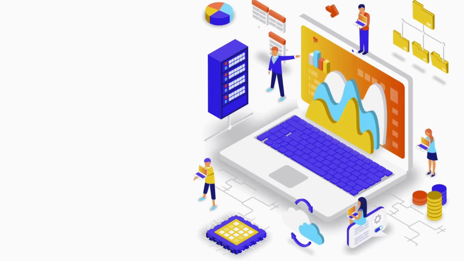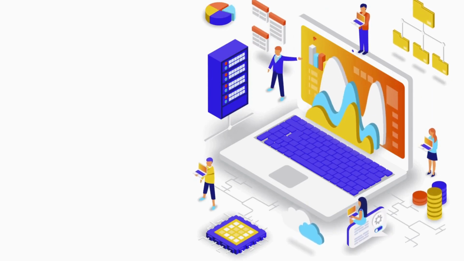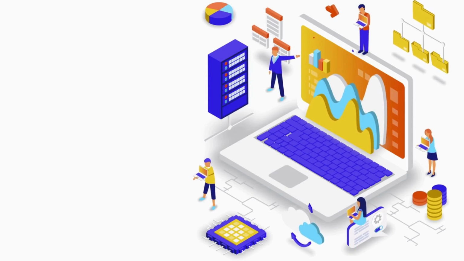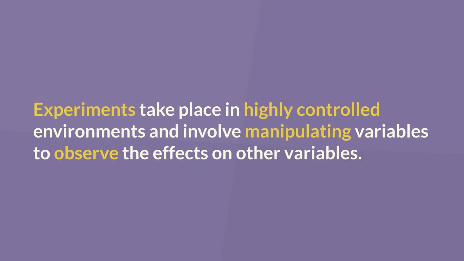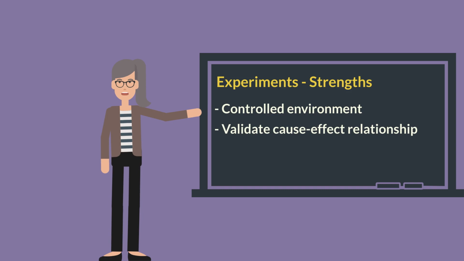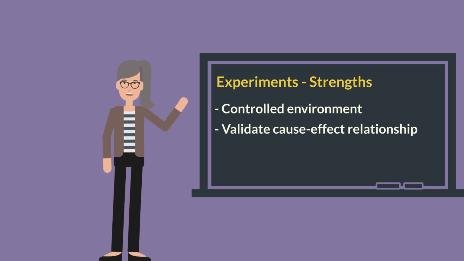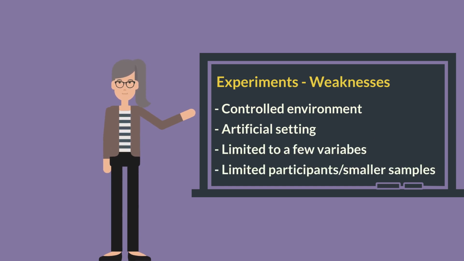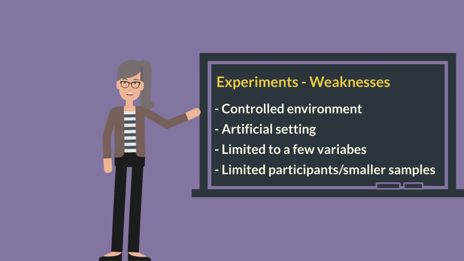Experiments are generally intended to maintain control over all factors except those under direct exploration. Experiments take place in highly controlled environments and involve manipulating variables to observe the effects on other variables. The advantages of experiments are that they are conducted in a controlled environment and can be used to validate a cause-effect relationship between variables. However, the controlled environment is also a limitation because it results in an artificial setting.